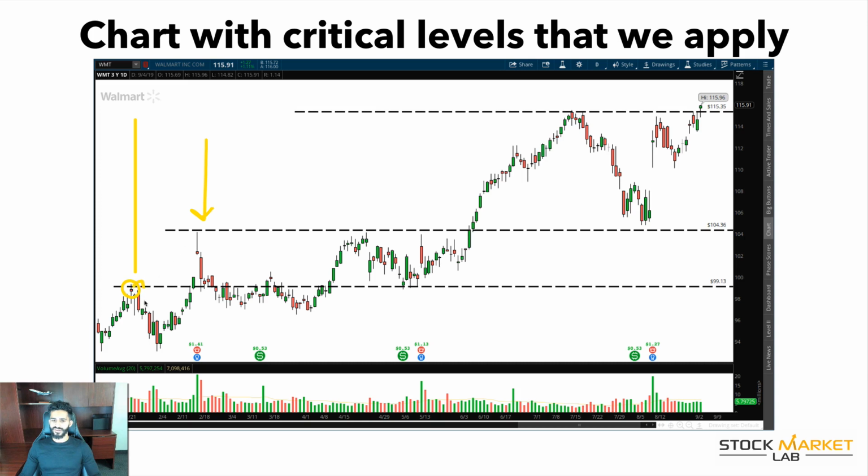Resistance, that resistance level gets broken. New resistance level, this area becomes support. Resistance, support, resistance, breaks resistance. Now that level becomes support. And you can see the stock comes back down there and works as a level of support.